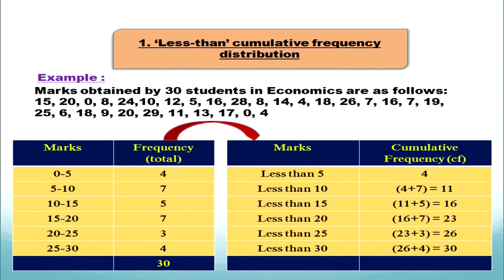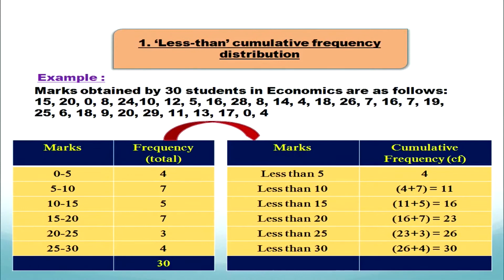So, let us see with the help of an example how we are going to construct less than cumulative frequency distribution. We are taking the same example which we have taken to construct exclusive series. Now, the marks obtained by 30 students in economics are as follows. There are two ways to construct less than cumulative frequency distribution. One, you make first exclusive series, which is easier for you. Other, you directly make a less than cumulative frequency distribution from raw data.